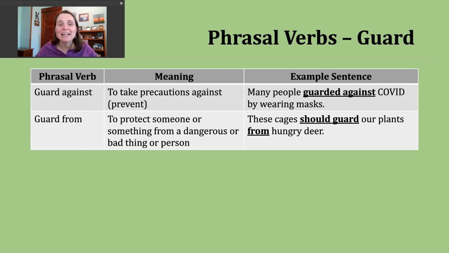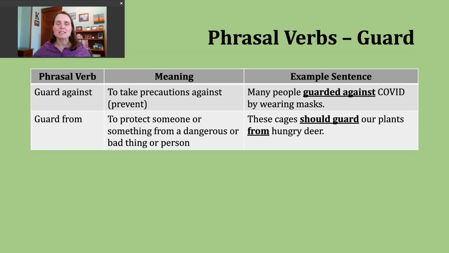Another phrasal verb you might encounter is to guard from. This can mean that someone or something is being protected, either from something that's dangerous or maybe some kind of threat, something that has kind of a bad or dangerous meaning to it. It could even be a person. An example of this might be, these cages should guard our plants from hungry deer.